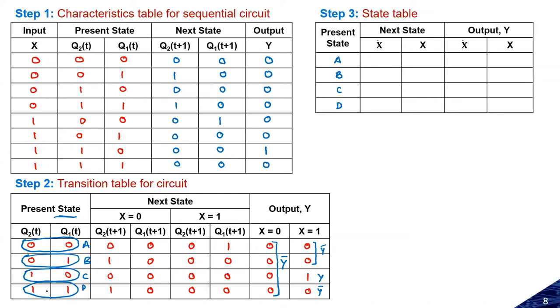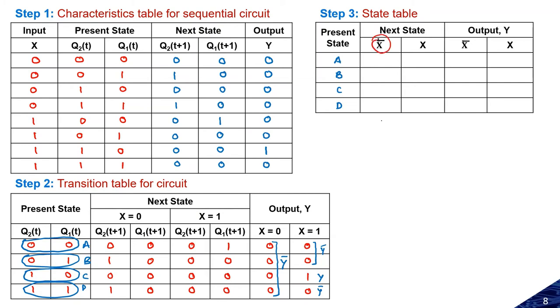Now, the next state I have to calculate for 2 different cases. The first case is the next state and the output for X bar and X. So let us try to see how the table can be filled. X bar indicates X is equal to 0, so I need to consider this one. In step number 2, I need to check where I'm getting X equal to 0. That is nothing but the X bar. And X is equal to 1 indicates X. And similarly for output Y as well. So let us try to fill this data.